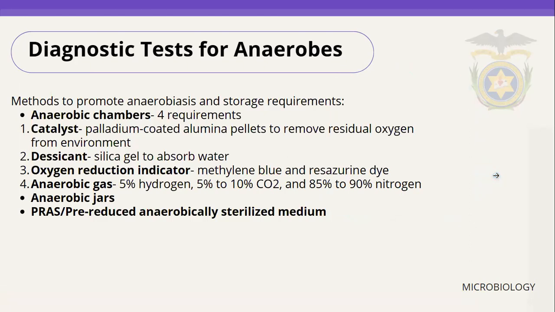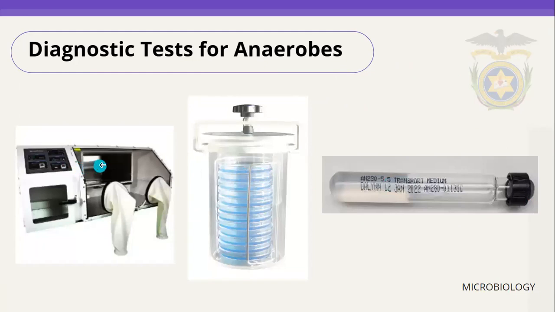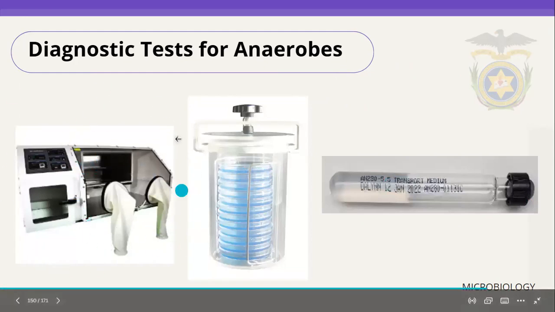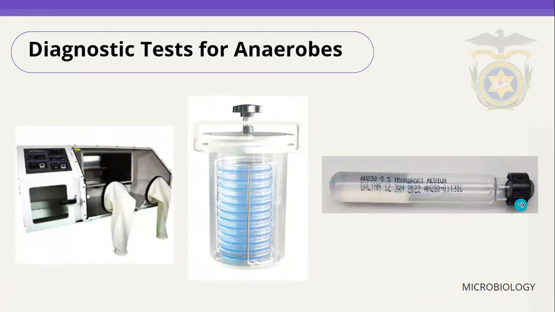So we have methods to promote anaerobiosis and storage requirements. For anaerobic chambers, we have four requirements: the catalyst, the desiccant, the oxygen reduction indicator, and the anaerobic gas. And we also have anaerobic jars, and we have PRAS or pre-reduced anaerobically sterilized medium. So we have here the different examples. The first one is the anaerobic chamber. Number two is our anaerobic jar. And the last picture here is our PRAS.